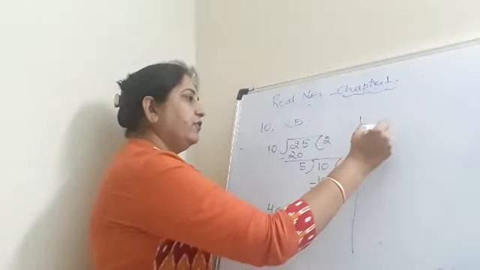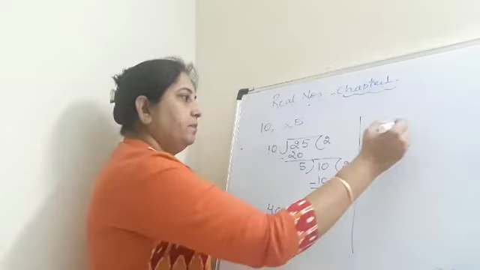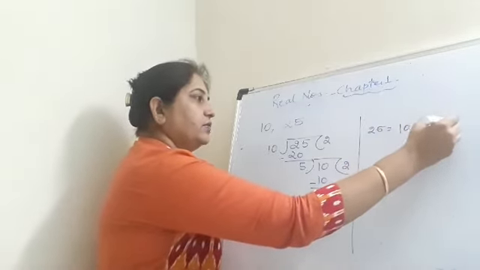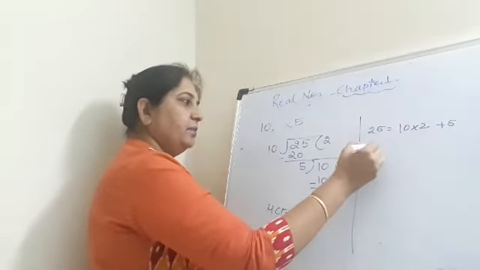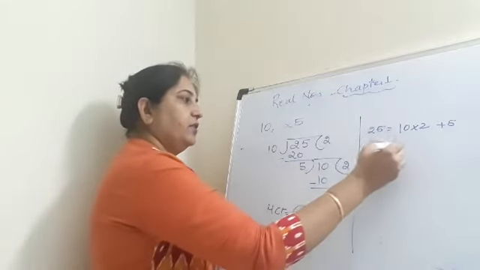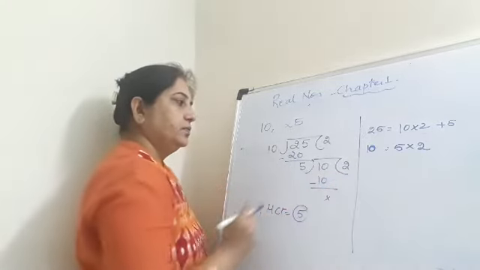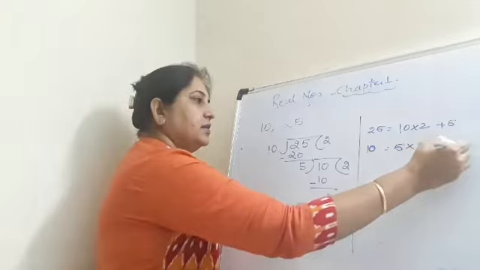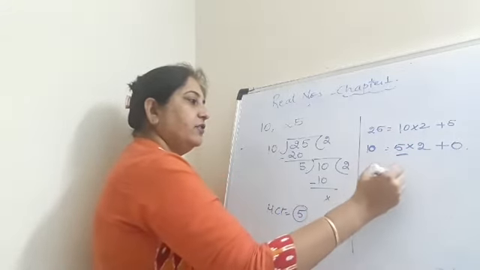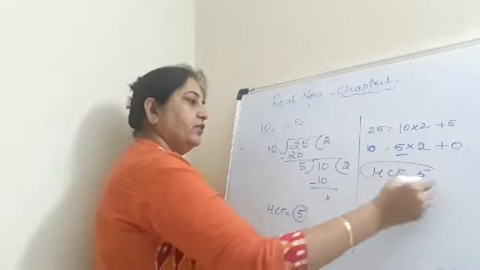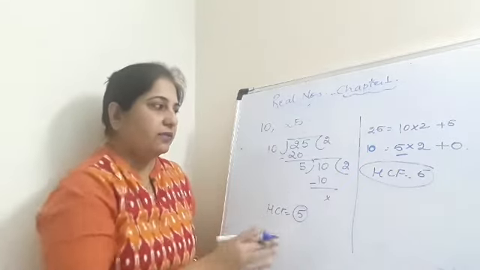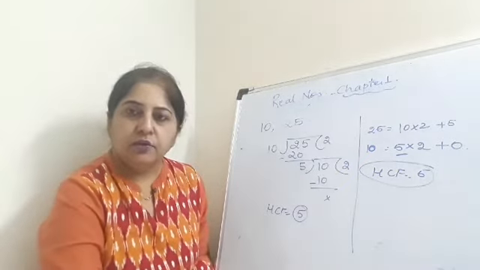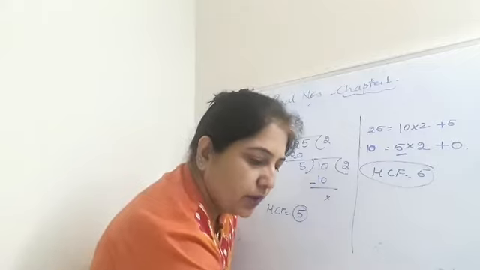Now if I have to write in another form, what will I do? I will write 25 is equal to 10 into 2 plus 5. Then I will proceed. I will write here 10 is equal to 5 into 2 plus 0. So what is the HCF? HCF is equal to 5. This is how we have to solve question number 1 from your exercise 1.1.